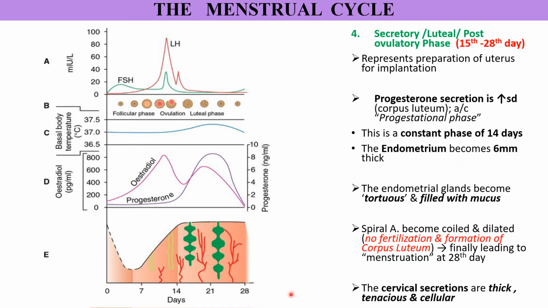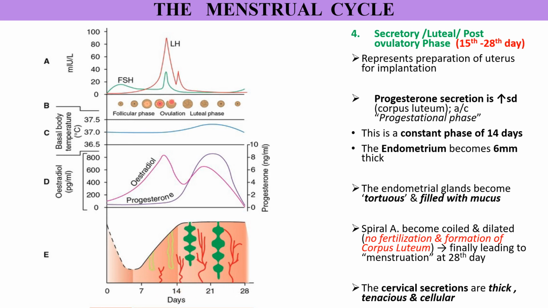The last phase of the menstrual cycle is the luteal or the secretory phase. This phase extends from day 15 to day 28. All the work for preparation of the uterus for implantation or growing a fetus takes place in this phase. In this phase, the hormone progesterone level increases as the corpus luteum has developed by this time. This phase is fixed at 14 days when counted from the day of ovulation.